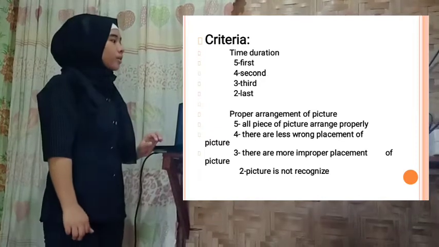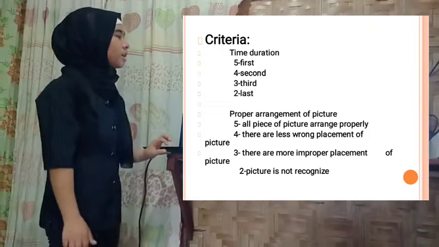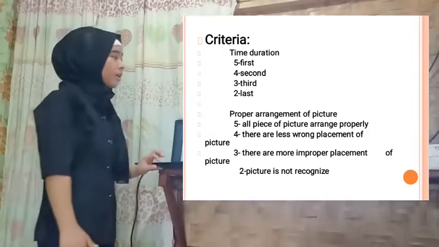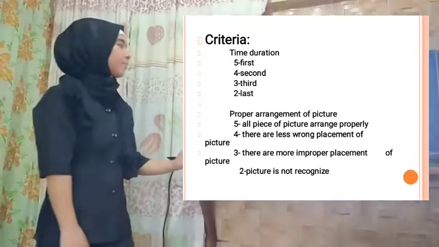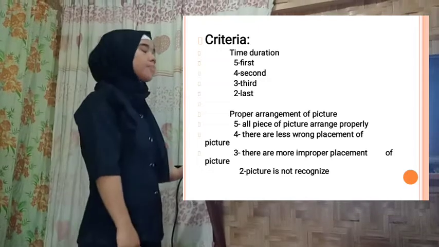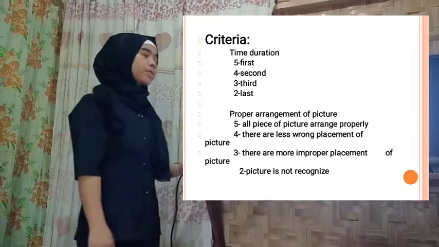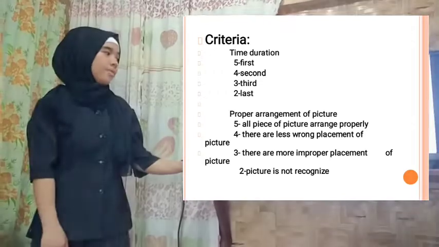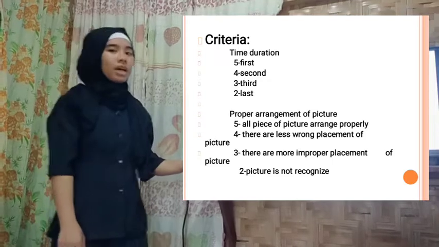Then, if you arrange the pictures in proper way, this would be the equivalent points for you. 5 points if all the pieces of picture are arranged properly. Then 4 points if there are less wrong placement of picture. 3 points if there are more improper placement of picture. And then 2 if the picture is not recognized.